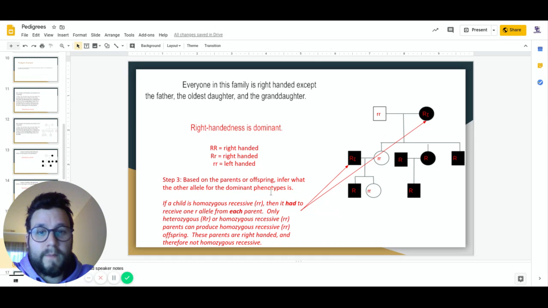the kid. Only heterozygous or homozygous recessive parents can produce homozygous recessive offspring. You have to have a recessive allele to have a kid with a recessive trait. These parents are right-handed and therefore not homozygous recessive. So this parent here is heterozygous to give the lowercase r to this kid, and because this kid is left-handed, he got a lowercase r from her and a lowercase r from him.